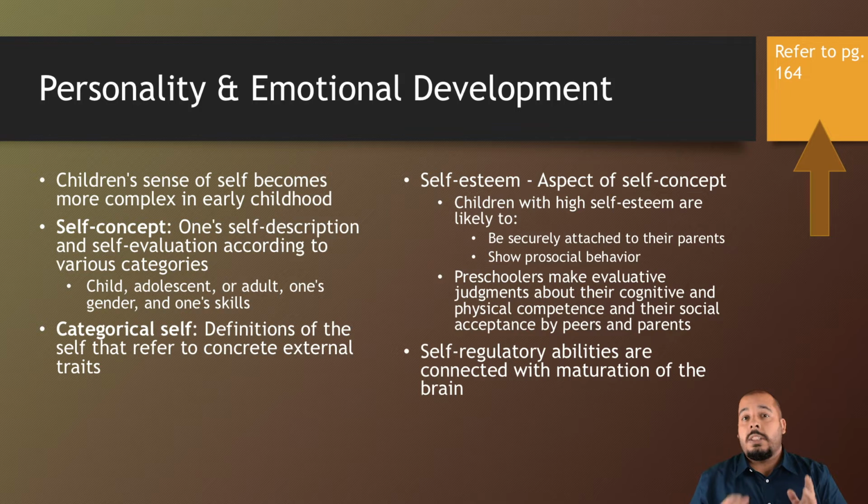The other aspect is social acceptance by peers and parents. This includes the amount of friends that they have and their parents engaging in different activities with them, such as reading to them, helping them with their homework, or swinging them on a swing set. Children who have a higher self-esteem have a more secure attachment towards their parents.